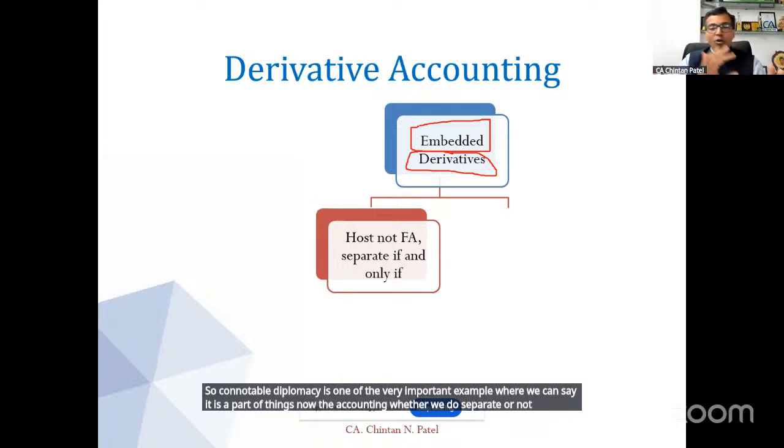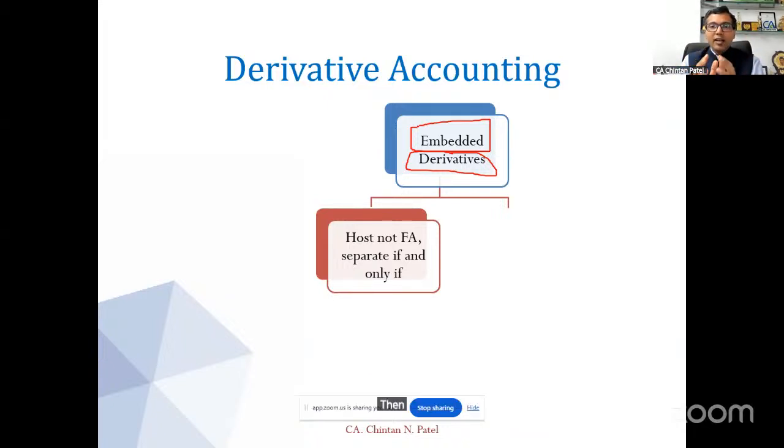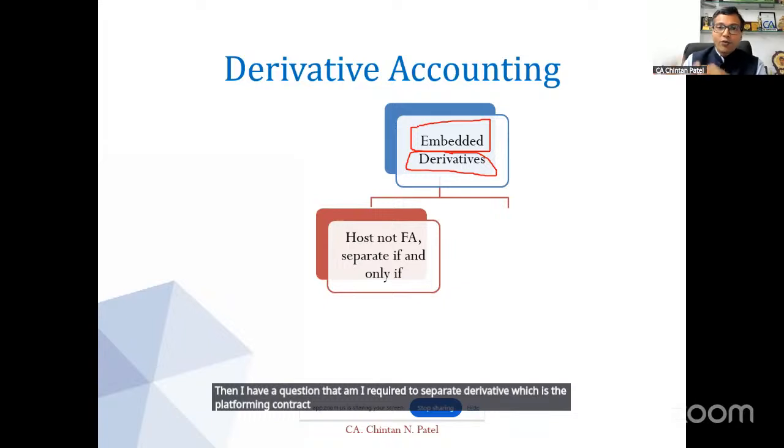Why did this particular point come to my mind? Where I have one contract that includes another contract, it is a hybrid contract. So where there is a hybrid contract, I have a question: am I required to separate the derivative, which is part of the main contract, from this hybrid contract? For that, the guidance is provided in Ind AS 109.